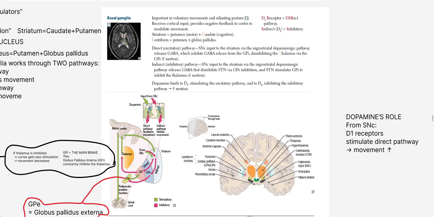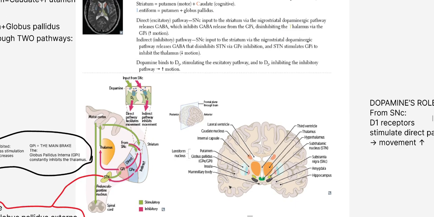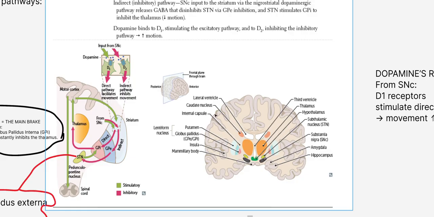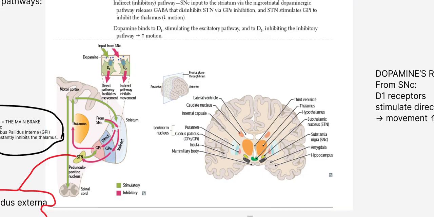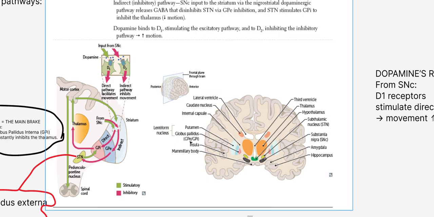So anatomy first, the basal ganglia is made of striatum. Now, striatum basically includes your caudate nucleus and your putamen. So this is the caudate nucleus, this is the putamen. They both together make the striatum. Also, the lentiform nucleus includes the putamen and the globus pallidus. When we talk about the globus pallidus, we have two segments. The E and I stand for the globus pallidus external segment and the globus pallidus internal segment.